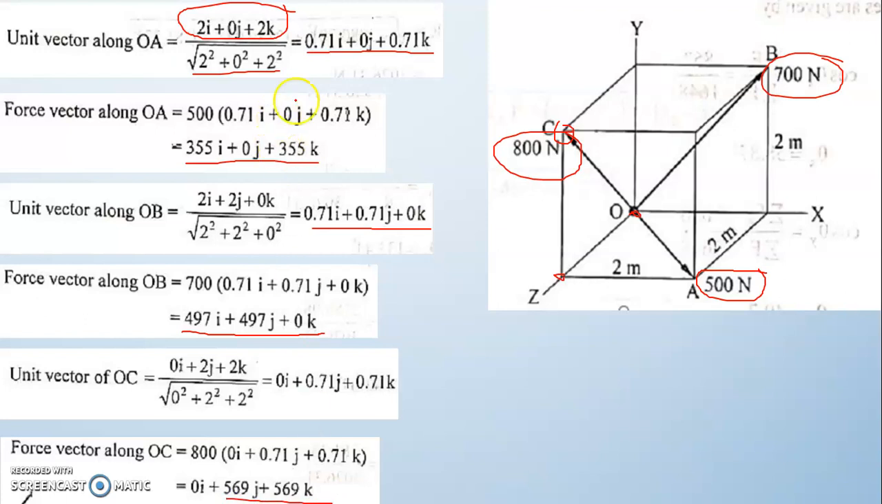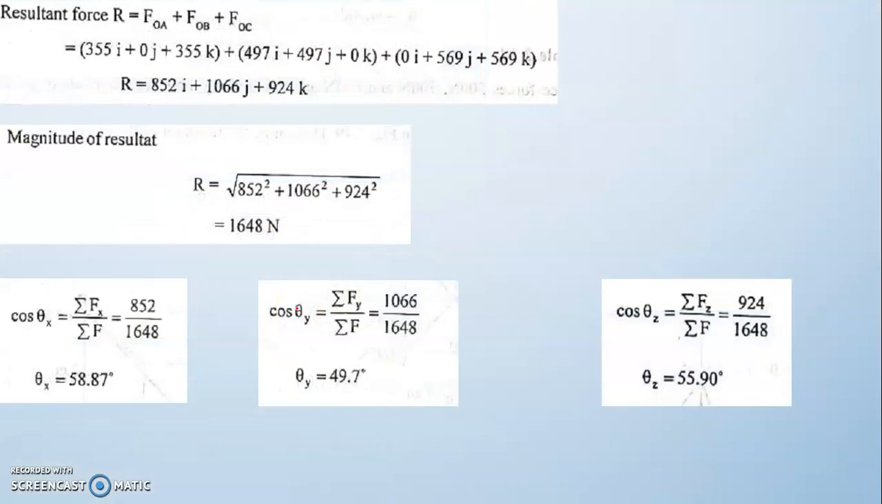The next step is to find the resultant. For getting the resultant, we add the i terms together, one item, second item and third one, and we add the j terms together and the k terms together. We add 355 and 497 to get 852. Then 0 plus 497 plus 569 gives 1066. And 355 plus 569 gives 924. So this is our resultant vector.